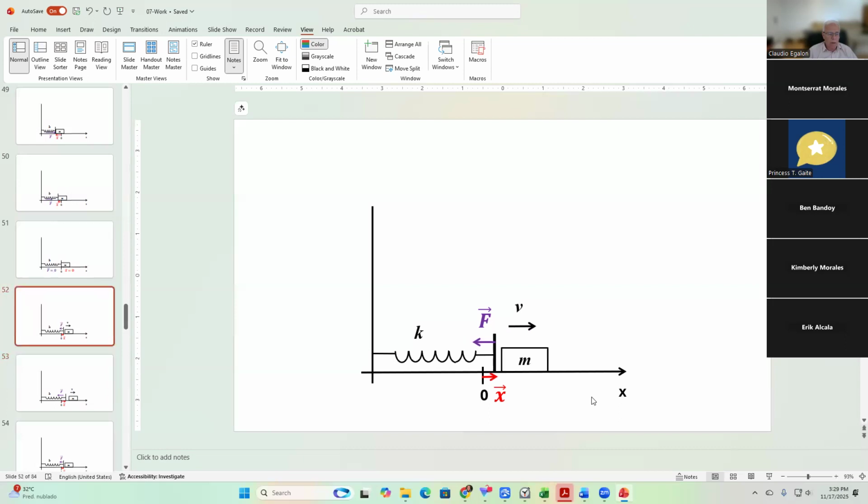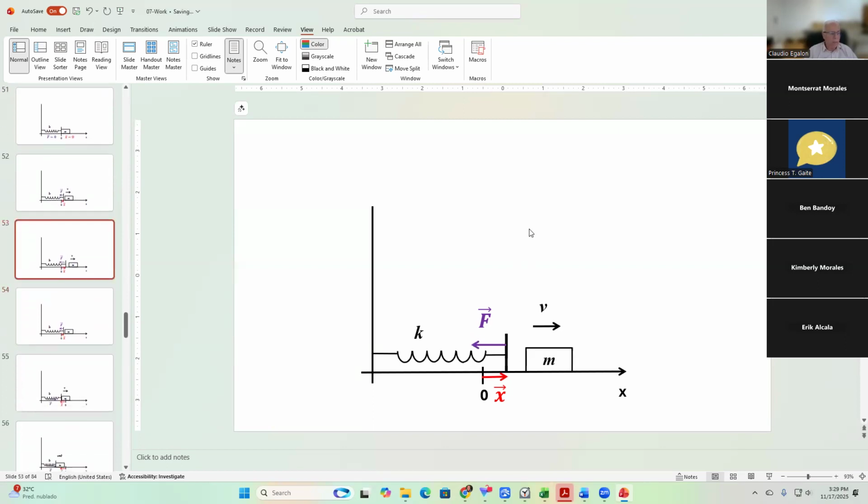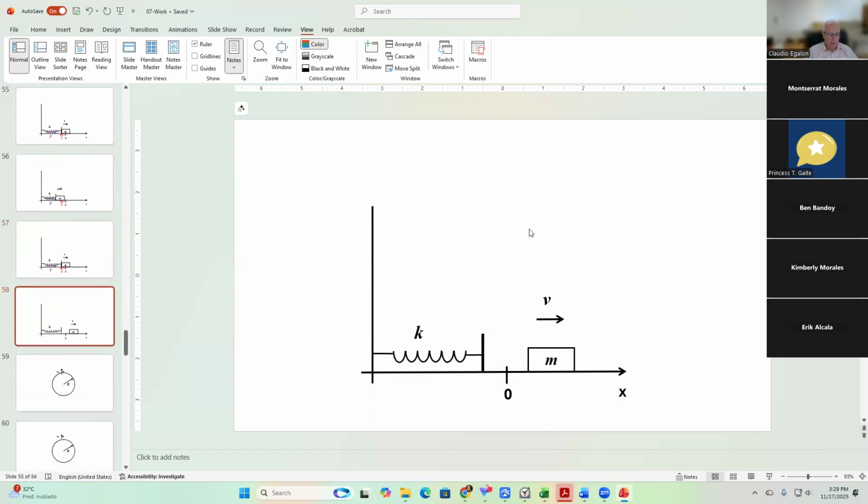Notice that the velocity vector of the mass is the same, unlike the elastic force, which is increasing. And what do we want to do? We want to know this velocity of the mass at the position of equilibrium. That's what we want to know.